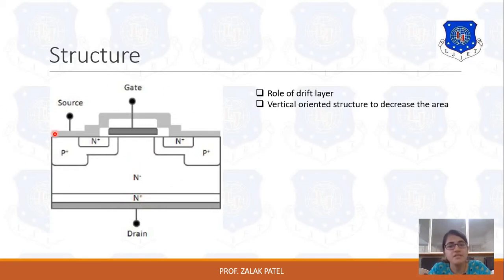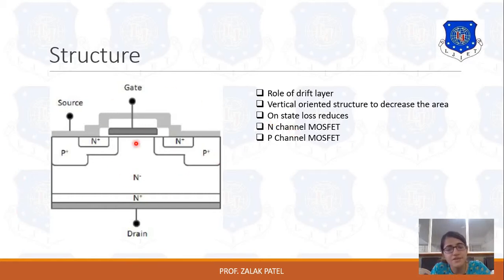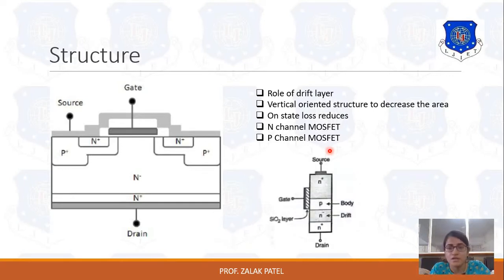Here the structure is vertically oriented, and because of this the total area decreases. Because the total area decreases, the resistance in the structure also reduces, and this reduces the on-state loss. There can be an N-channel MOSFET and a P-channel MOSFET. The structure shown in this figure is for the N-channel MOSFET. You can also draw the same for the P-channel MOSFET, where the opposite terminal should be drawn. This is the basic structure.